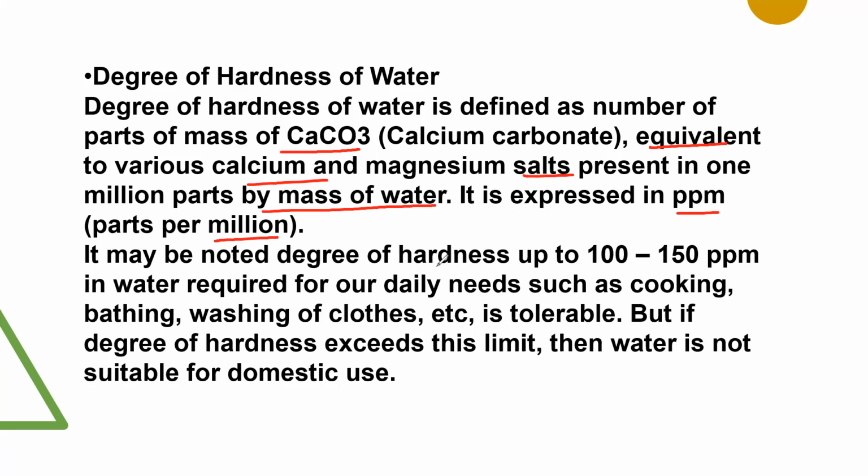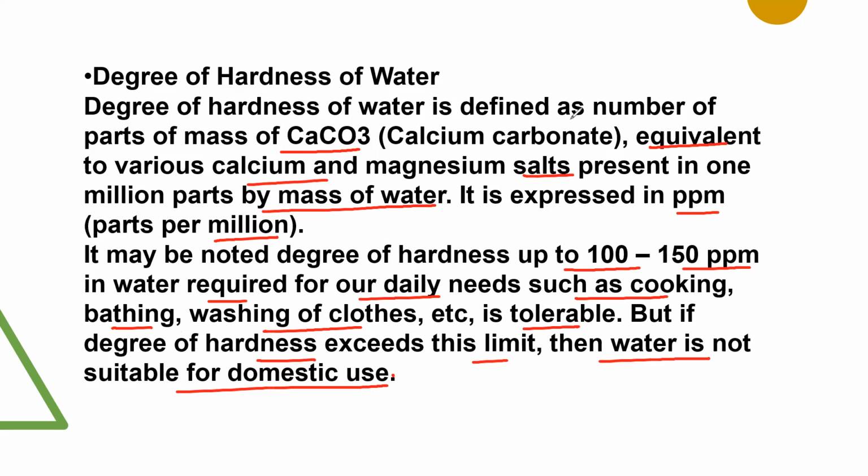It may be noted that a degree of hardness up to 100 to 150 parts per million in water required for our daily needs such as cooking, bathing, washing of clothes, etc. is tolerable. But if the degree of hardness exceeds this limit, then water is not suitable for domestic use. So that is the degree of hardness of water.